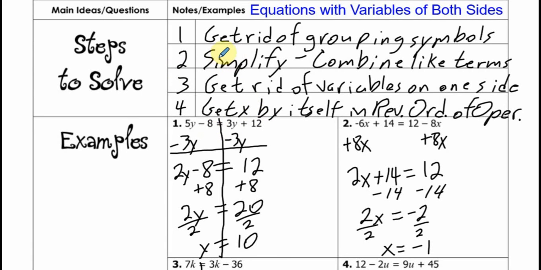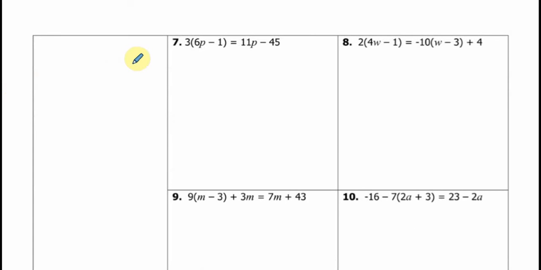Welcome to the second video for solving equations with variables on both sides. We started this last time. We went through our 4 steps right here. We did a few examples, but we didn't do any where we had to get rid of grouping symbols, and we didn't have to do much with simplifying or combining like terms. So now we're going to look at some where we have to go through all 4 steps.